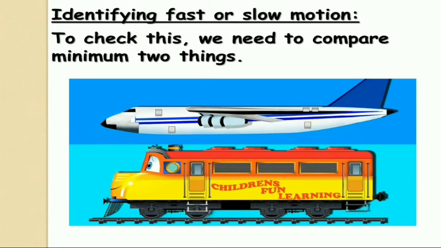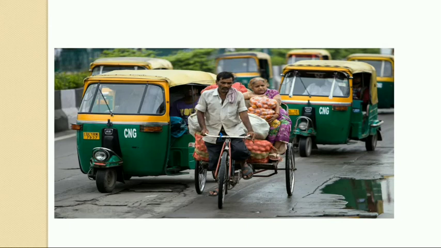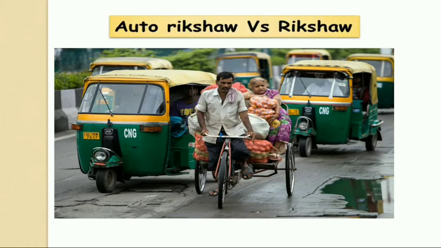Here we have taken an aeroplane and a train. We compare these two so that we can tell that one will move slowly when compared to the other, or one will move faster when compared to the other. So the aeroplane always moves faster when compared to the train. Now rickshaw versus auto rickshaw. We definitely know the auto rickshaw moves faster and the rickshaw moves slowly.